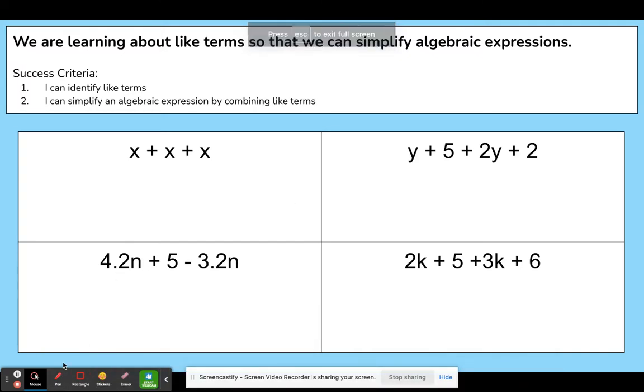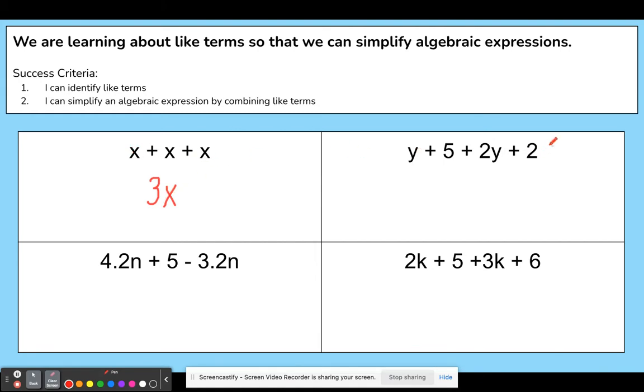And you've actually seen this a little bit already in this chapter. So when you look at the first example, you have an x and an x and an x. They're all the same letter, so we call those like terms. So you have 1 plus 1 more plus 1 more. So this is the same as 3x. All I did was combine them using addition, and I got 3x.